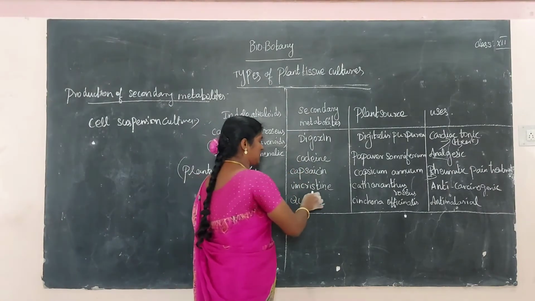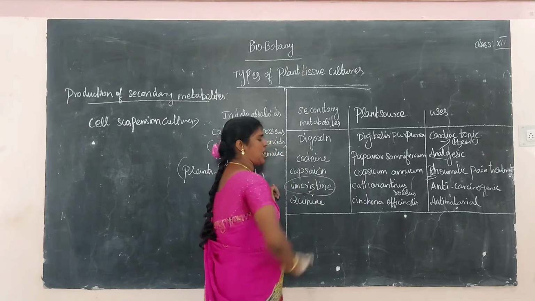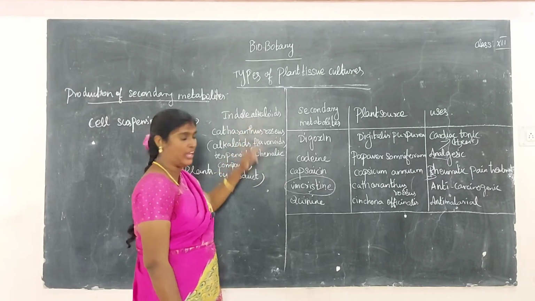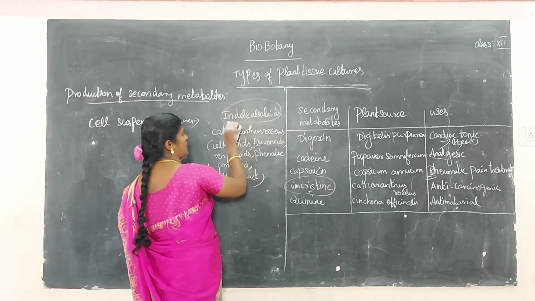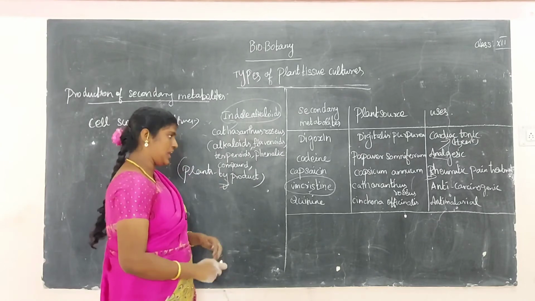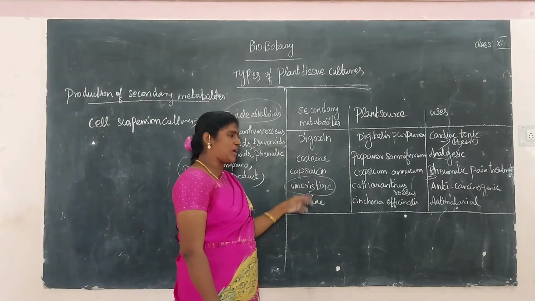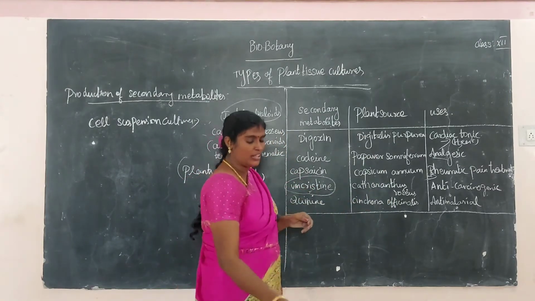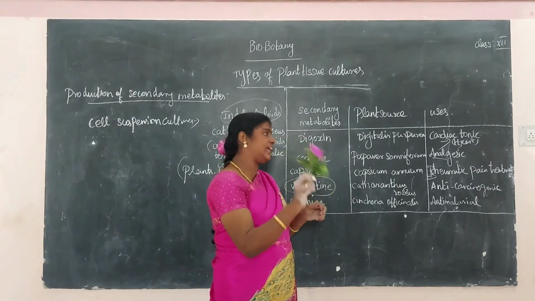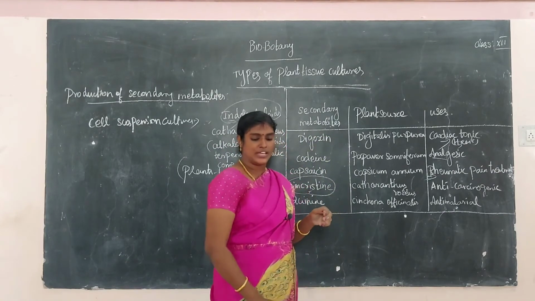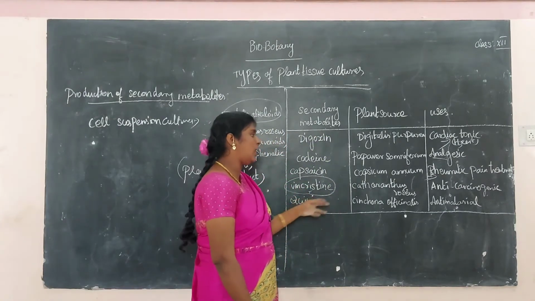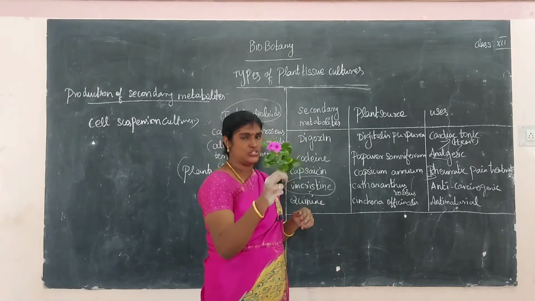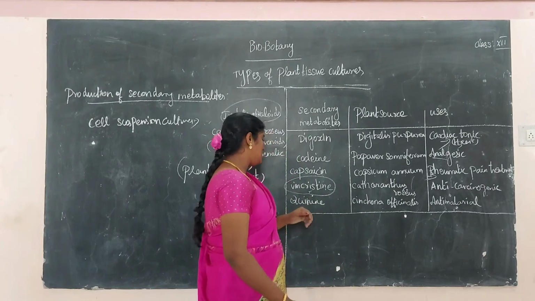Next one, vincristine. Vincristine is a famous byproduct. Indole alkaloid is obtained from the plant Catharanthus roseus, and vincristine is also obtained from Catharanthus roseus. What is the main use? Its main use is as an anti-carcinogenic agent. Medicines against cancer are prepared from this plant. Next one, quinine.